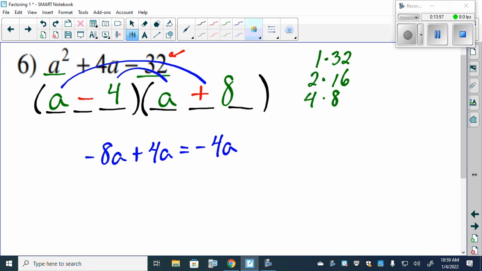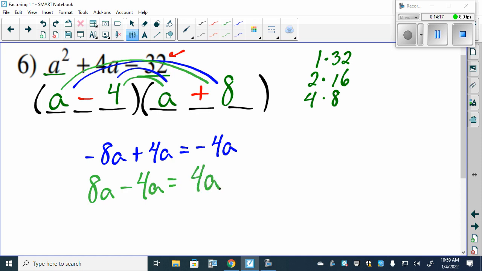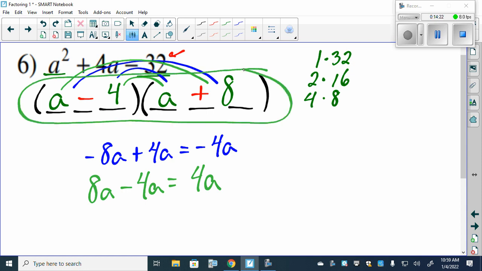let's try that one. Oh, let me write. A times 8 will be 8a. Negative 4 times a would be negative 4a. And 8a minus 4a is a positive 4a, which was exactly what we wanted. So we get this here. And that's it. That's all we have to do for this here. Any questions on any of this here?